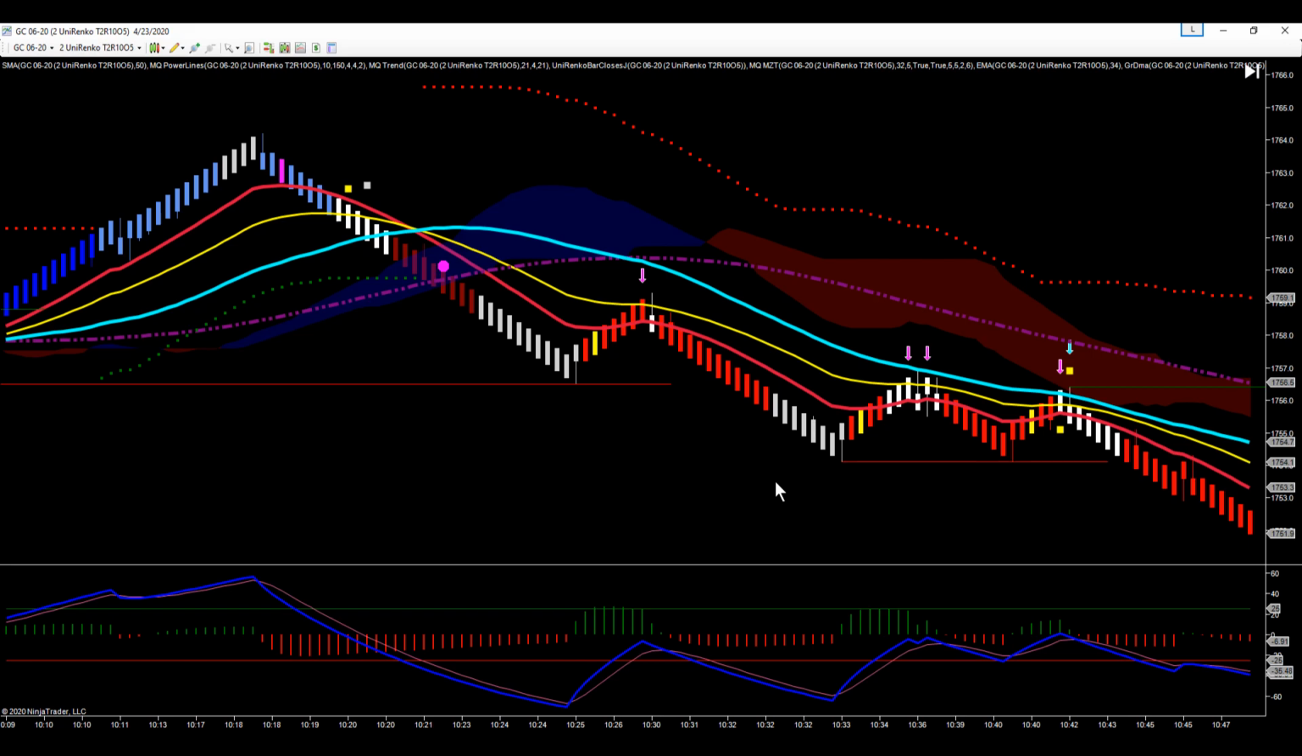So again, all in all, not bad. A few trades shorting gold off of a failed bull flag.